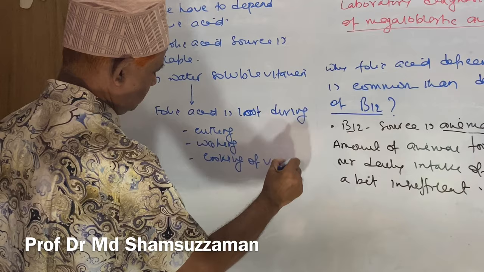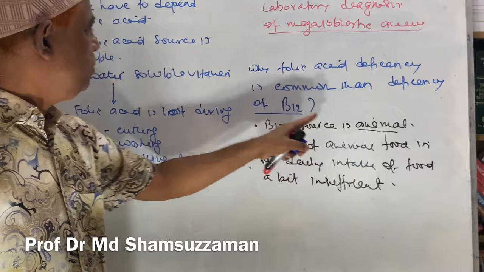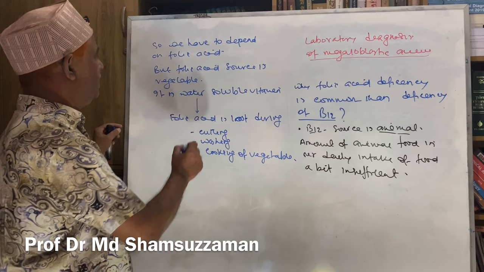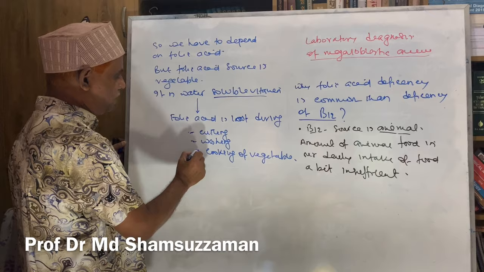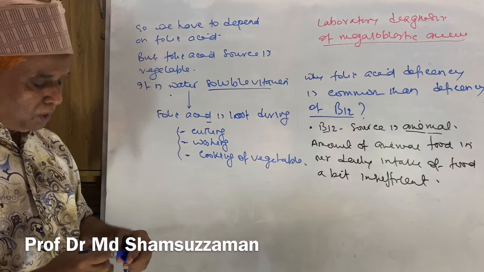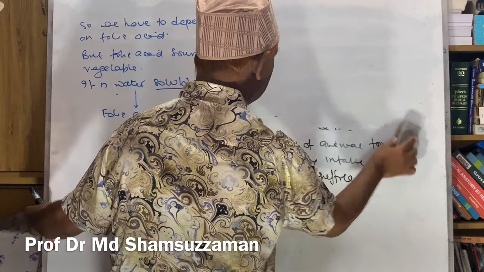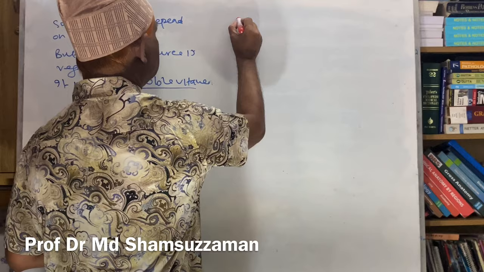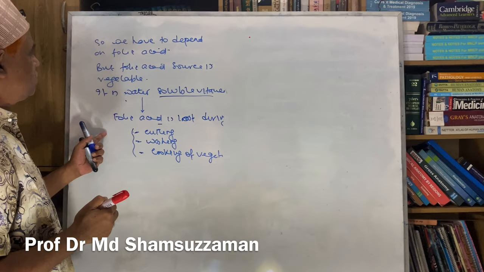So dear audience, instead of animal, we have to take folic acid from the vegetable source. Unfortunately, as it is water soluble, during cutting, during washing, during cooking, in our context, the folic acid is lost from the vegetable. So folic acid deficiency is more common than vitamin B12. This is the first cause of why folic acid deficiency is more common than vitamin B12.